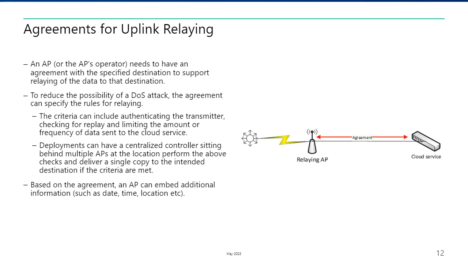An AP or the operator of the AP thus needs to have an agreement with a specific destination to support such relaying services, which is really important to reduce the possibility of DOS attacks. Also, the criteria may include authenticating the transmitter, checking replay, and limiting the amount and frequency of data being sent upwards towards the cloud service.